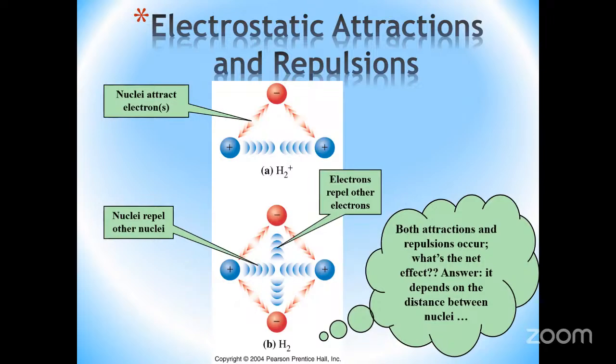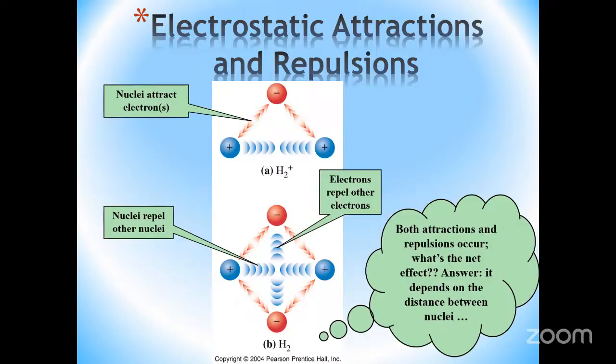So of course, each hydrogen atom is made up of a proton and an electron. I'm sorry, I misspoke. Protons and electrons, right? One proton, one electron. The protons are positively charged, the electrons are negatively charged, right?